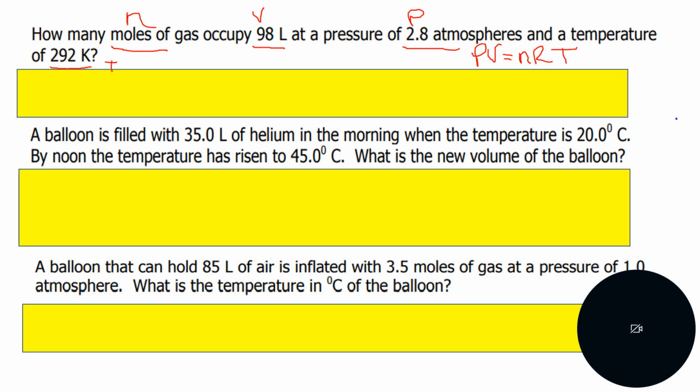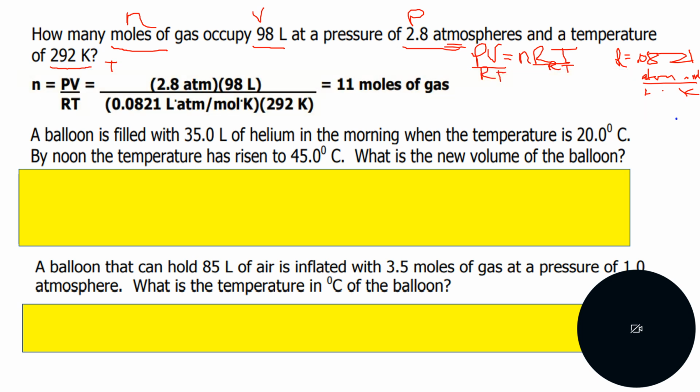And here we're going to try to isolate n, so we'll divide by R and T on both sides. And then it's just a matter of plugging your numbers in and crunching out the numbers. However, you have to be aware that R is equal to, when we're working with atmospheres, 0.0821 is our constant, and the units are atm times liters over moles times kelvins. So plugging in those numbers, this is what you would get: 11 moles of your gas.